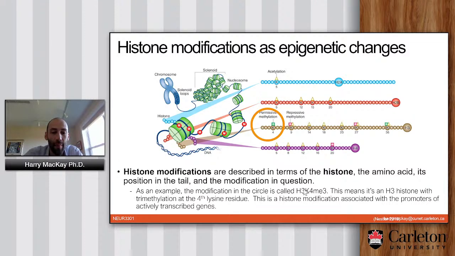So let's say we're talking about H3K4me3. That means we're talking about histone H3, which is one of the types of histones that exists. We're looking at K4, and K is the symbol for lysine, so it's the fourth lysine residue in the histone tail. And then me3 means trimethylation. It means you've added three methyl marks onto that.